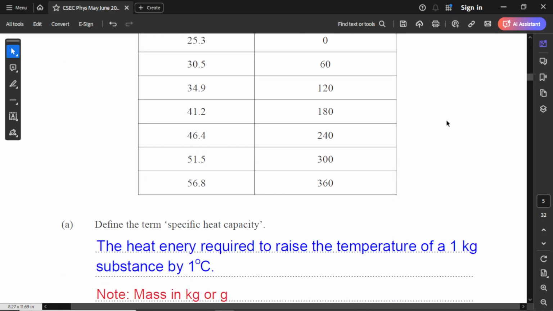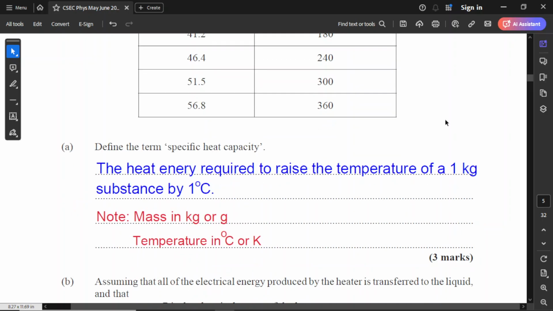All right, and the first part of the question now asks us to define the term specific heat capacity. And specific heat capacity is the heat required to raise the temperature of a 1 kg substance by 1 degree Celsius. Also, just to note, you can express the mass in terms of grams and also the temperature in terms of Kelvin, and you will get the marks just the same.